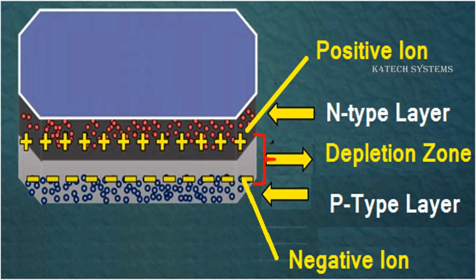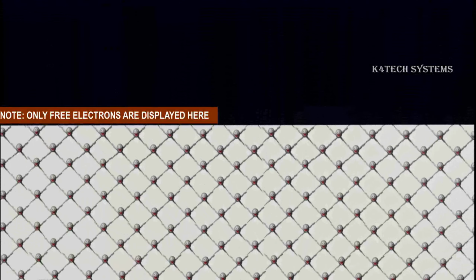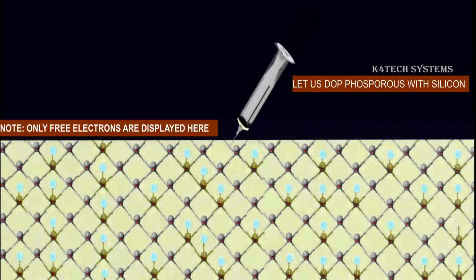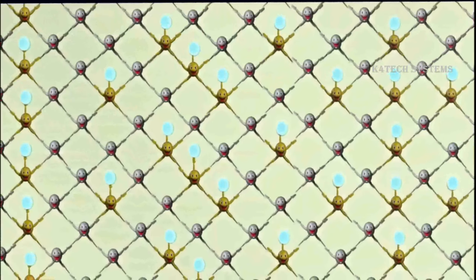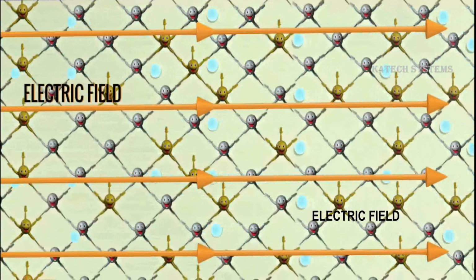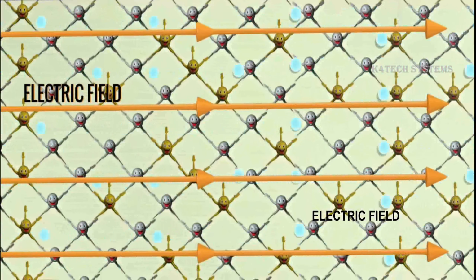Let us see a 2D structure of silicon crystals. The N-type layer is the layer where 5 valence electrons from phosphorus atoms are injected. In this, one electron is freely movable. In this structure, when electrons receive sufficient energy, they will move freely. Let us see what will happen when we use this type of material only.